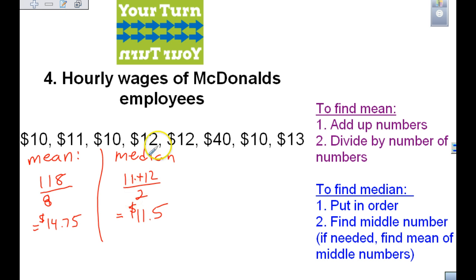Now here's the question. Now that we got the basics out of the way, which one is better? Which one describes these wages more accurately? Which one's closer to most of them? So 14.75 is close to all of these compared to 11.5.